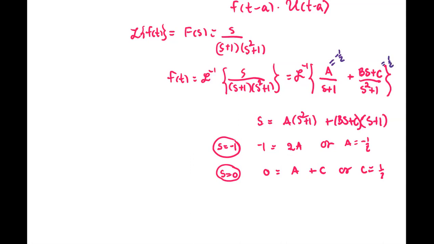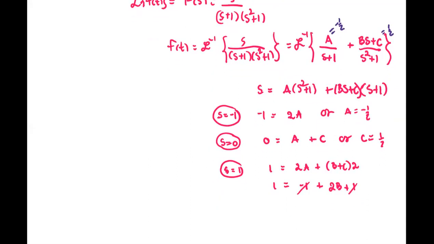One more computation. Since we have three unknowns, a, b, and c, we're going to work on three rounds of finding the numbers a, b, and c by picking three different numbers. So next number, I'm going to choose s equals positive 1. It's easy to compute. The left-hand side is 1. The right-hand side is 2a plus the quantity b plus c multiplied by 2, or 1 equals 2 times a. a is negative 1/2, so the first term becomes negative 1, plus 2 times b plus 2 times c, which is the value 1. 1 and negative 1 cancel. Then we get b equals positive 1/2.